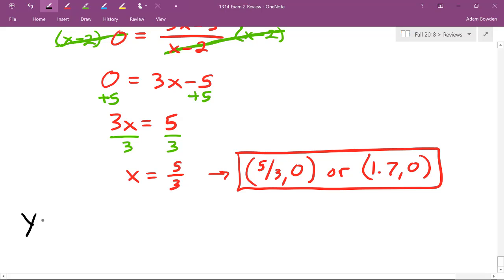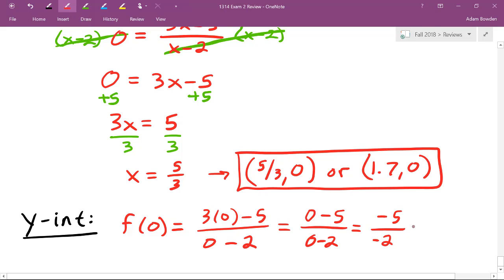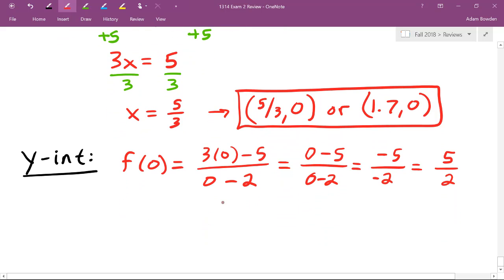Now we're going to find the last one, the y-intercept. And again, to do this one, we plug in 0 for x. So we just put f of 0. That's going to be equal to 3 times 0 minus 5 over 0 minus 2. That would be 0 minus 5 over 0 minus 2, or negative 5 divided by negative 2. Negative over negative makes that positive 5 over 2. So our y-intercept is the point (0, 5/2), or as a decimal that would be 2.5.